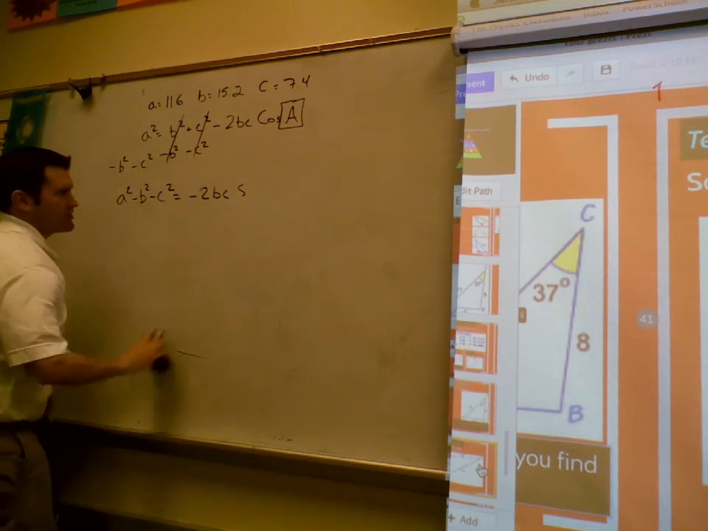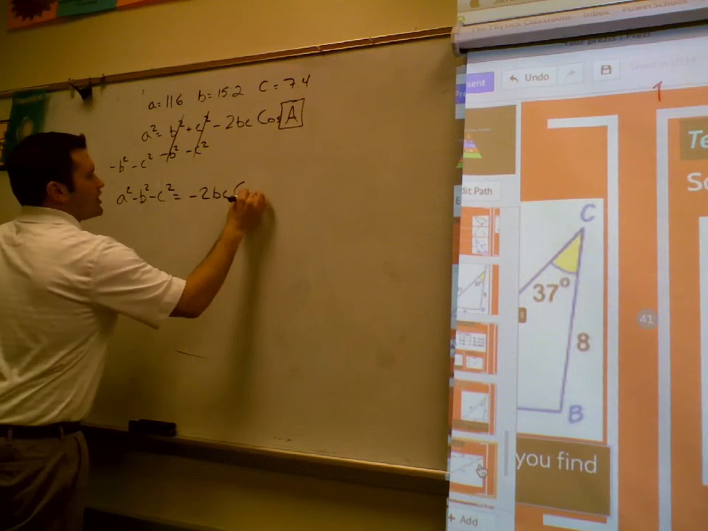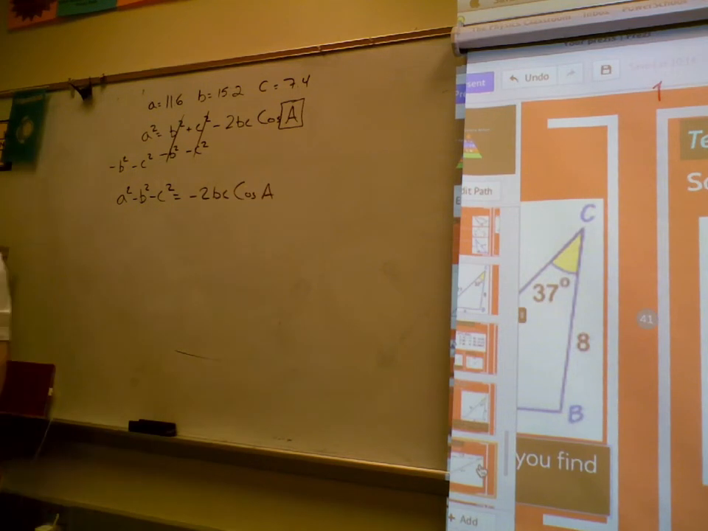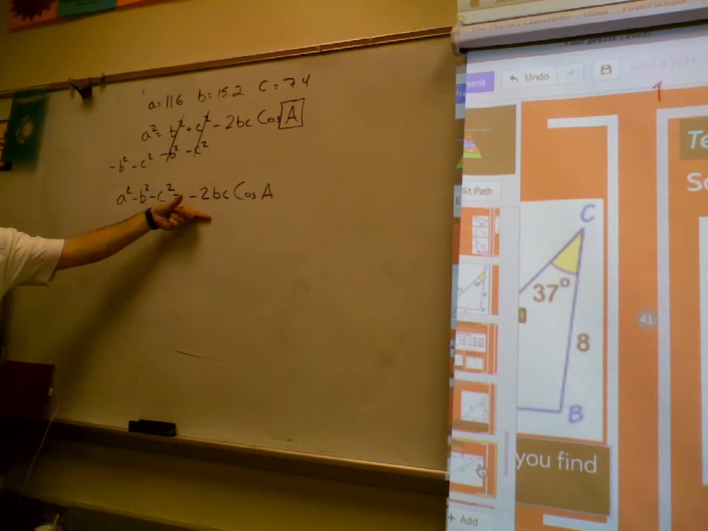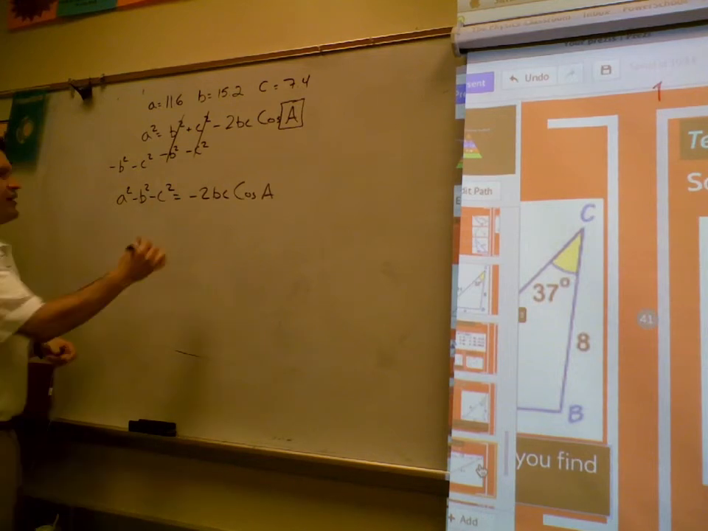cosine big A. Now I have to move this, right? It's being multiplied, so how do I move it? Divide.